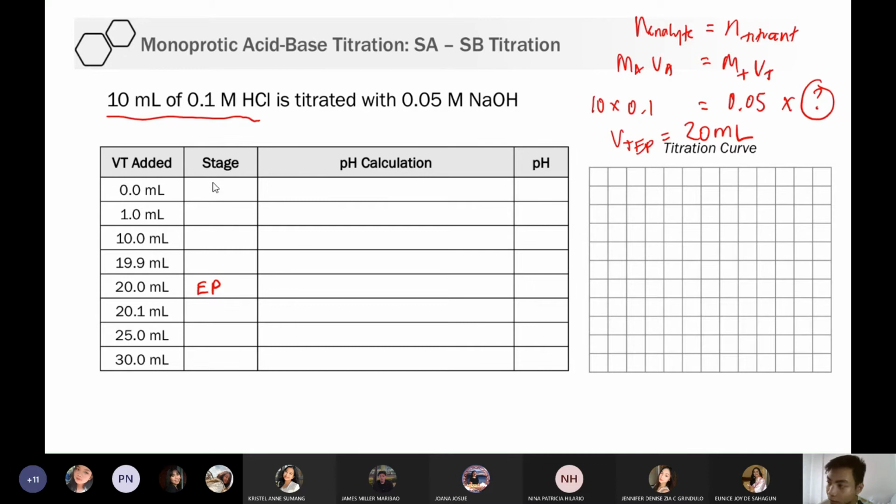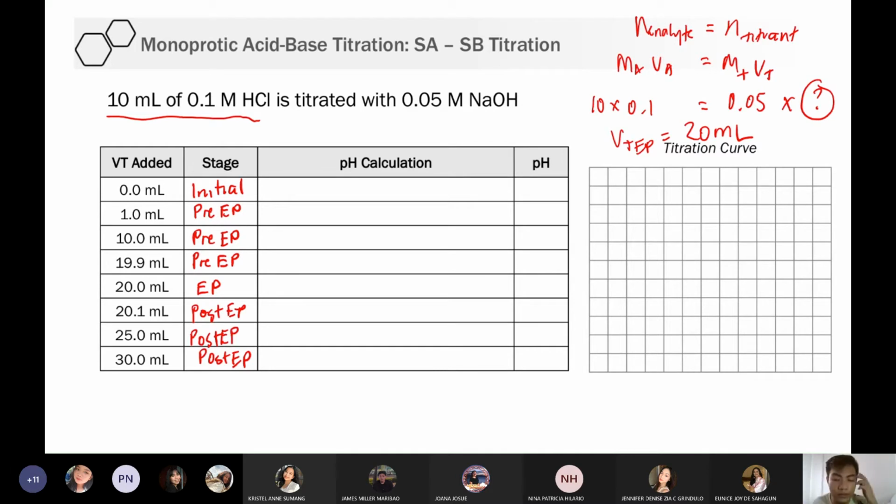Then, since alam mo na yan, mag-assign ka na ng stages. O, pag 0, edi automatic, initial yan. O 1, o less than yun sa 20, edi pre-equivalence. Ito, pre-equivalence point. Ito, pre-equivalence point. O, lagpas na to sa 20, 20.1. O, ito, post-equivalence point na yan. O, post-equivalence point. And another post-equivalence point. Okay? So, yun yung approach natin sa titration.